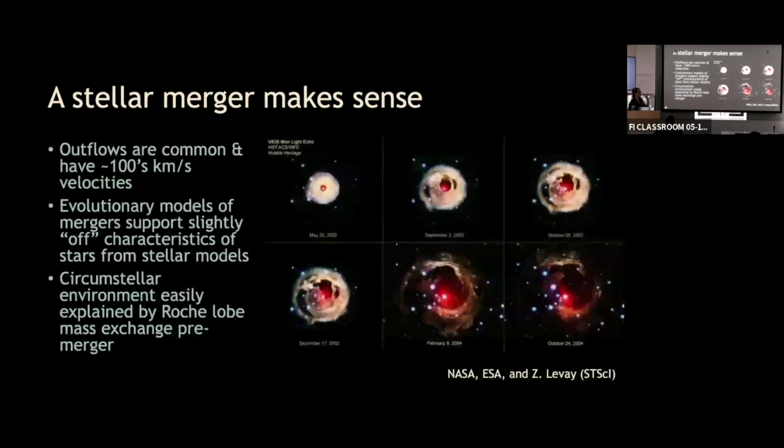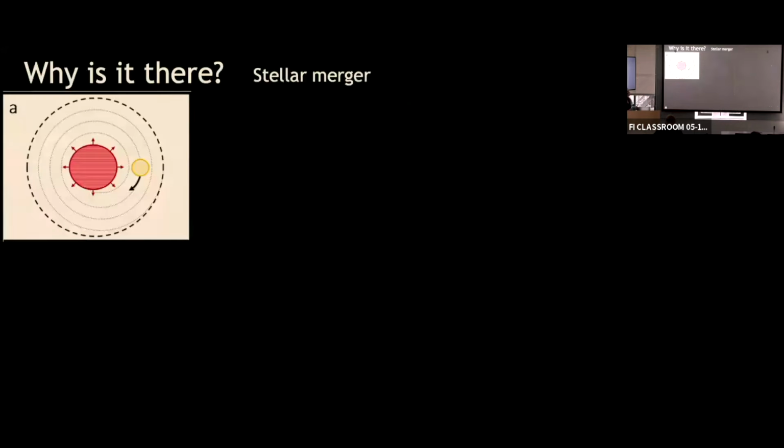So, okay, a stellar merger might actually make sense because they do have outflows. Those are quite common from these kinds of things, and they tend to be on the order of about the velocity that we measured for the blue ring. And evolutionary models of mergers actually support these slightly off characteristics of stars after they've undergone these events, which is what we're seeing from TYC 2597. And we have the circumstellar environment of TYC. This infrared excess in particular could easily be explained by this Roche lobe exchange, leaving material left behind in that regime.